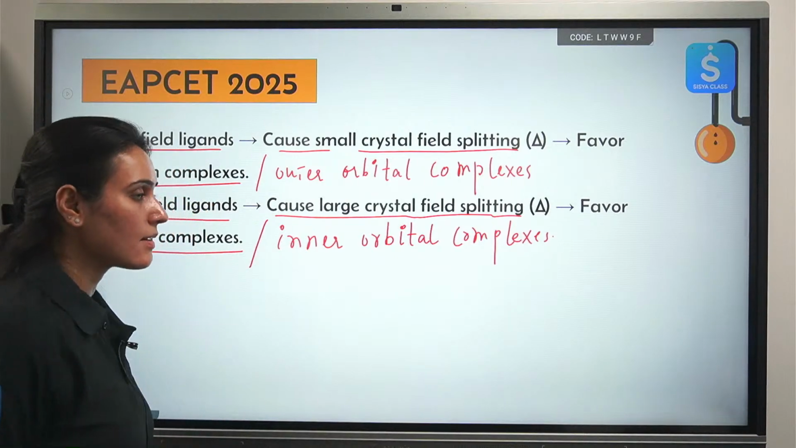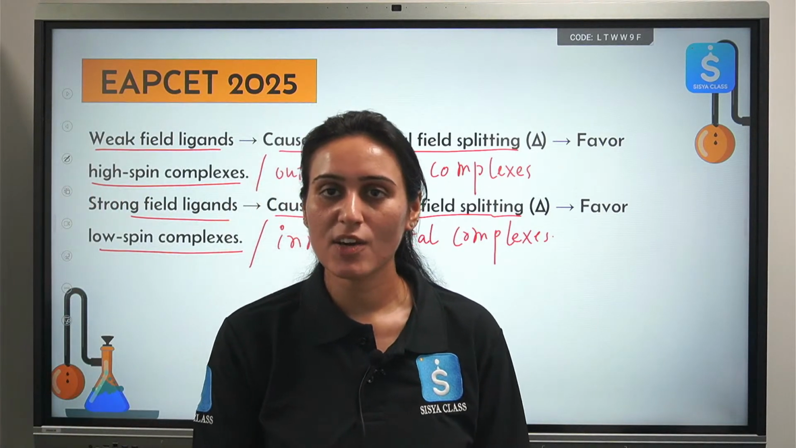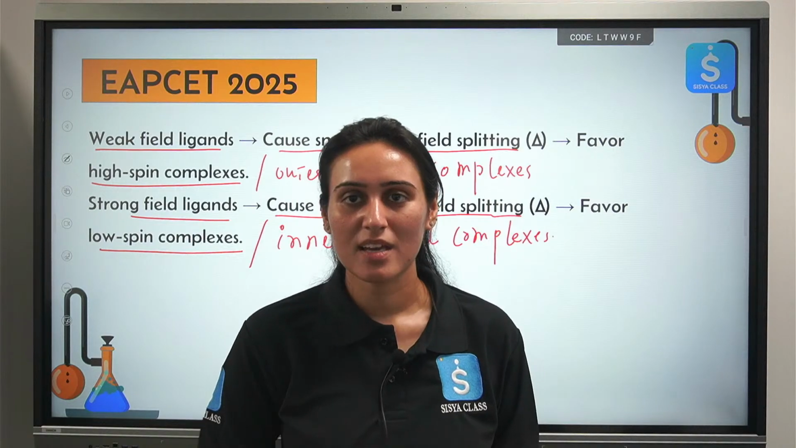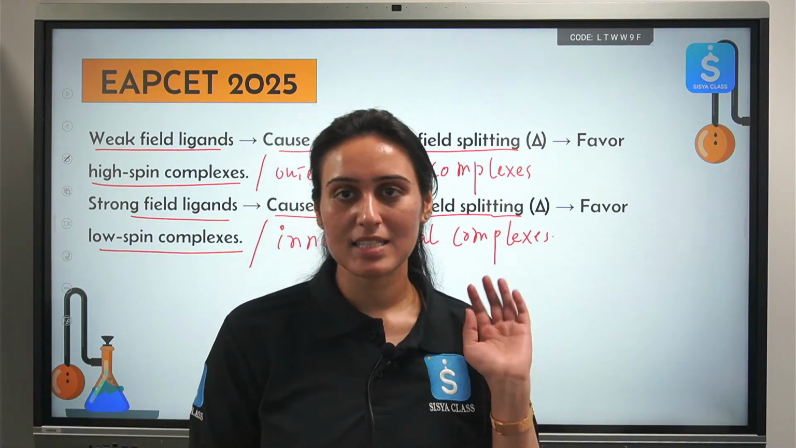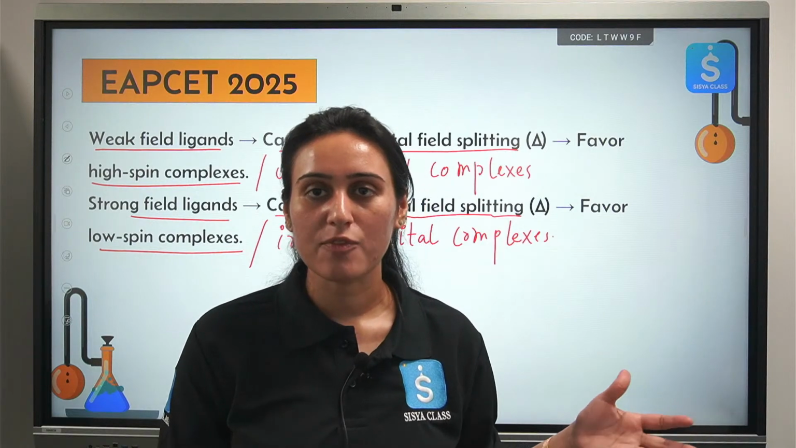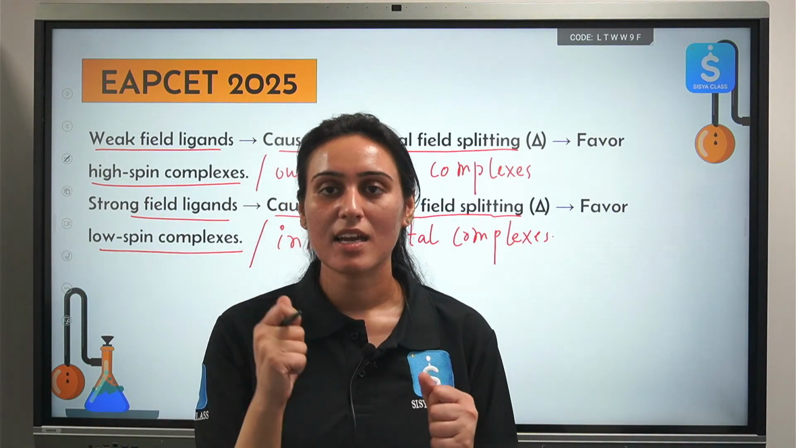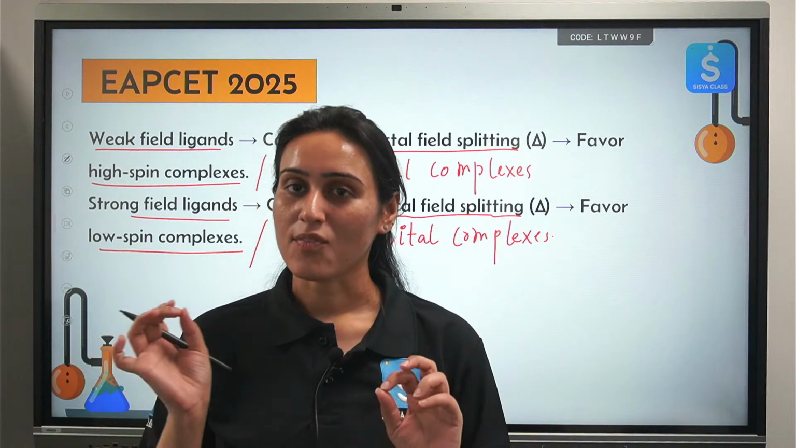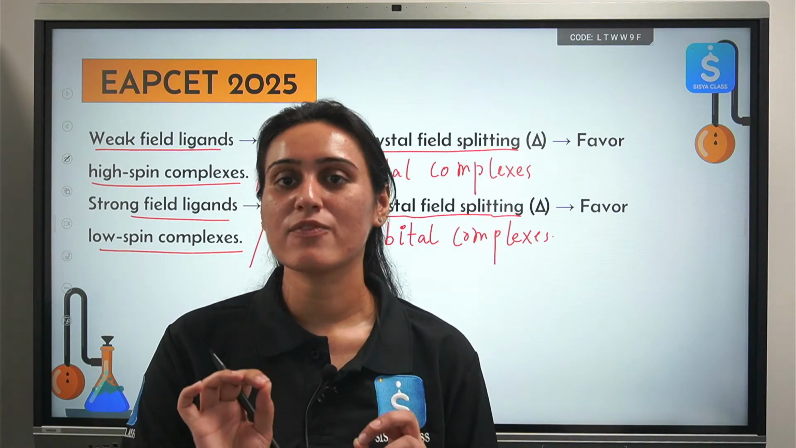So this was one limitation of your valence bond theory. Your valence bond theory cannot decide the strength of the ligands. Valence bond theory does not know that this ligand is weak, this ligand is strong, this ligand is capable of pairing the electrons, this ligand is not able to pair the electrons. That kind of information is given by crystal field theory.